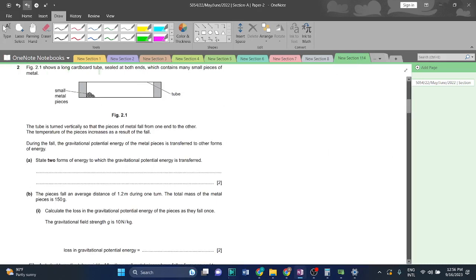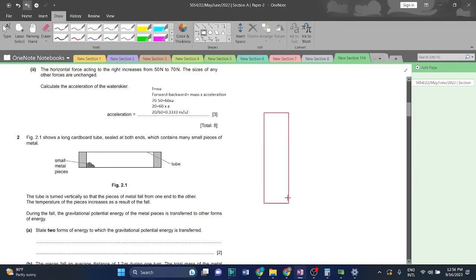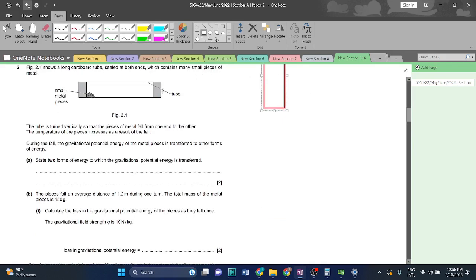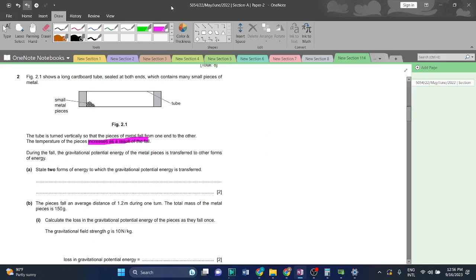Figure 2.1 shows a long cardboard tube sealed at both ends which contains many small pieces of metal. The tube is turned vertically so that the pieces of metal fall from one end to the other. So the tube has been placed like this, vertically. Okay? The temperature of the pieces increases as a result of falling. During the fall, the gravitational potential energy of the metal pieces is transferred to other forms of energy. State two forms of energy to which the gravitational potential energy is transferred.